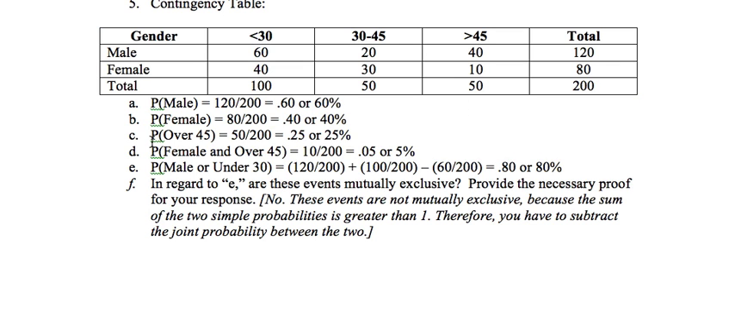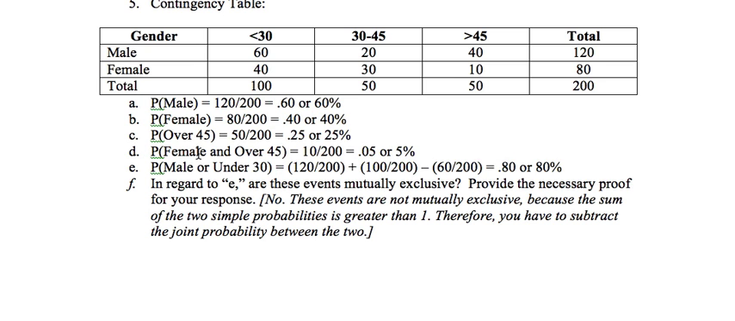And then I can also say the probability of over 45, another simple probability. I'm looking at my table, over 45. I'm not specifying male or female. I'm just saying, okay, regardless of gender, what's the probability of coming up with an individual, male or female, that is over 45. And I have a total of 50. 50, of course, divided by my sample space, or my total number of 200, gives me 25%.